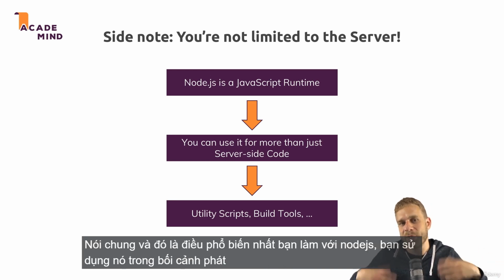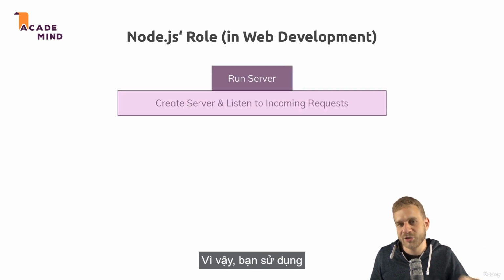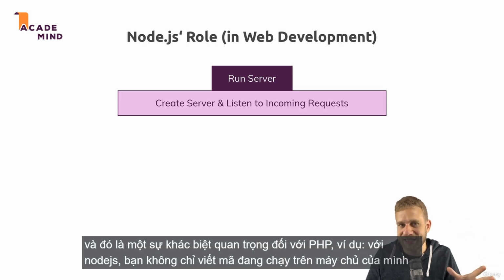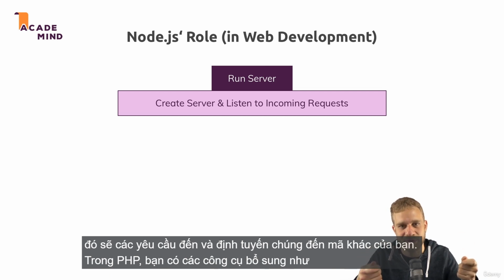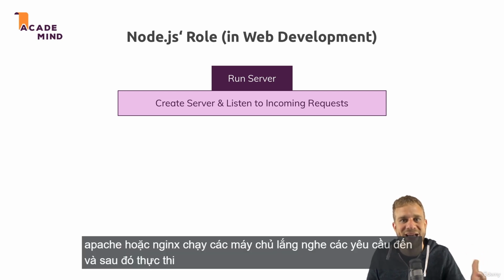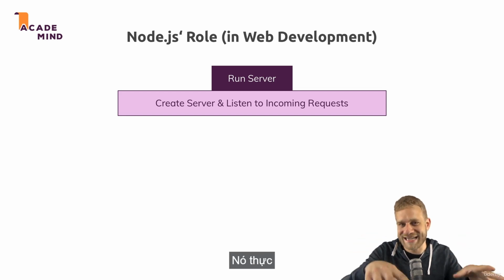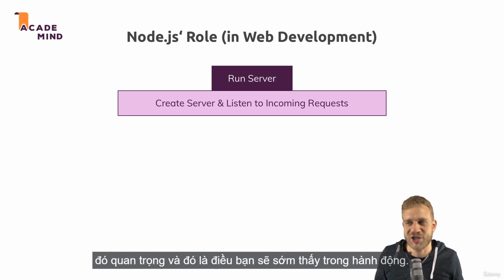In general, and that is the most popular thing you do with Node.js though, you use it in the context of web development and server-side code. So you use it to run a server, and actually, and that is an important difference to PHP, for example, with Node.js, you don't just write the code that is running on your server, you also write the server yourself. So the code that takes the incoming requests and routes them to your, well, other code. In PHP, you have extra tools like Apache or Nginx, which run the servers, which listen to incoming requests and then execute your PHP code. Here, Node.js does both. It does that listening, and it then also does whatever you want to do in your code. So that's important, and that's something you'll see in action soon.